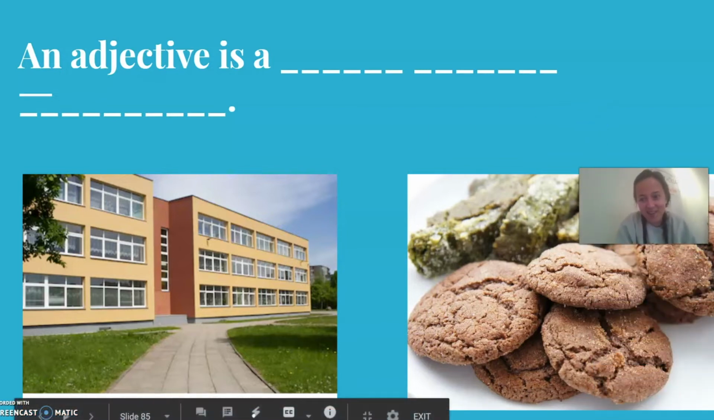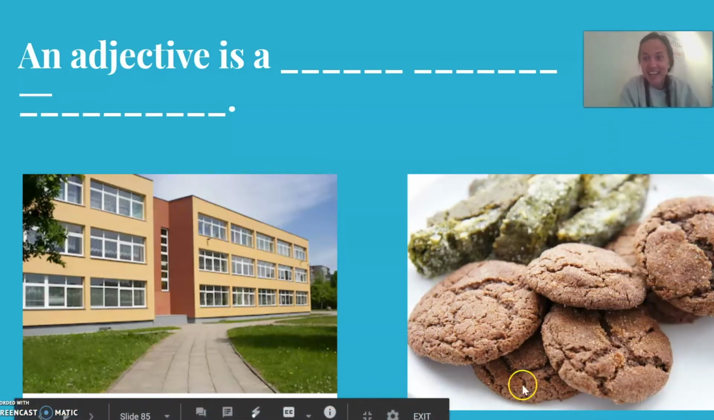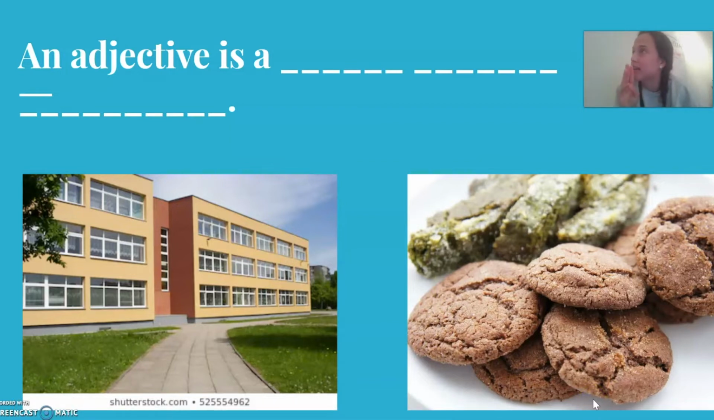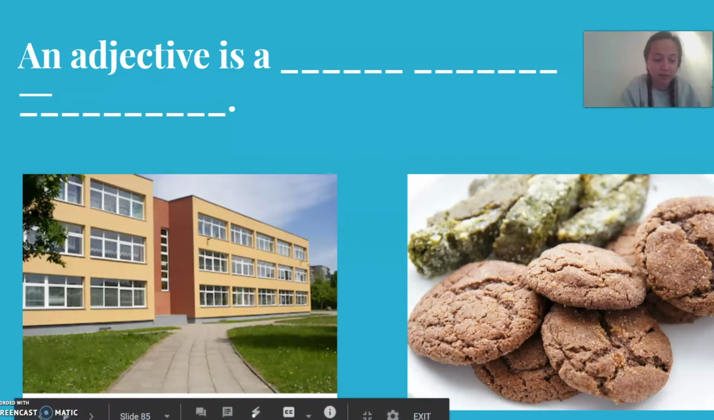All right, now we have these cookies. Think of adjectives that you could use to describe these cookies. I bet you can come up with at least 3. Yeah, yummy, sugary, brown. They look kind of hard. And I know you came up with even more adjectives for those cookies. That is a really great start.